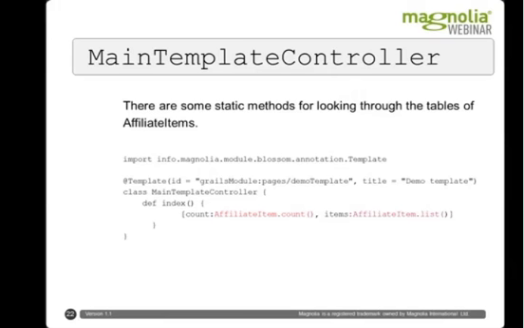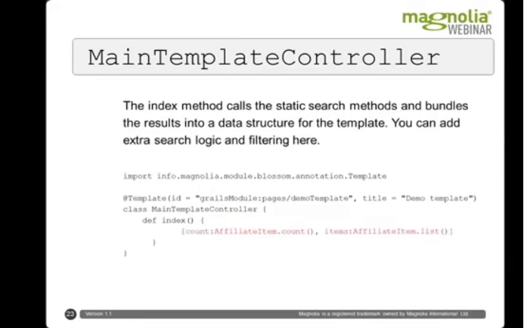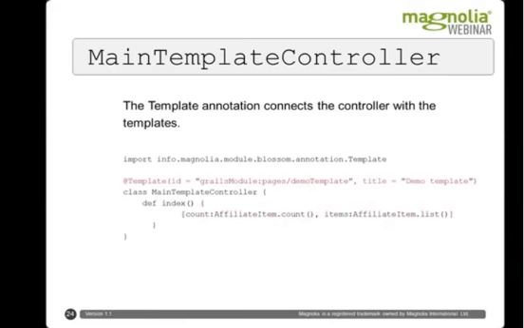But this is a very thin amount of glue code. And it's going to bundle the results from those two static calls into a data structure. And you can see those square brackets there. The square brackets mean we're going to produce a data structure, and it's going to have two fields. One of them is going to be count, and it's going to hold the result of calling that one static method, and the second is going to be items, and it's going to hold the result of calling the second one. And every time you fire up the main template controller with the index, it's going to calculate this.